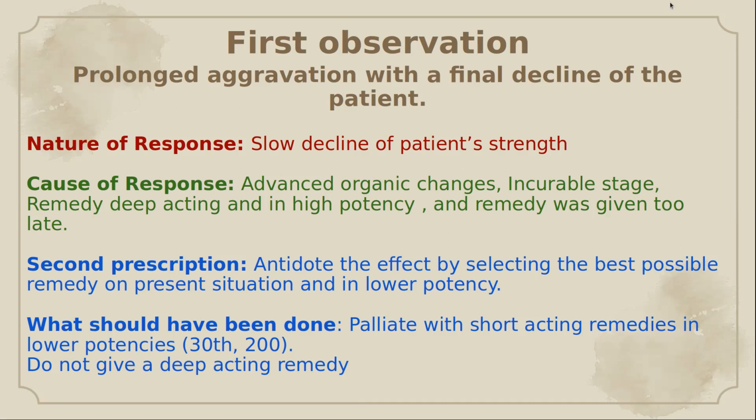Okay. So for the first observation, we are waiting for the cure. But this time the patient says, okay, my problems are highly aggravated. I'm feeling so much worse. And the patient's strength is decreasing, and there is a decline of the vital force and a decline of the condition of the person. So the nature of response is a slow decline of patient strength. And why is it happening? What did we do? Because the case was in the advanced organic changes.